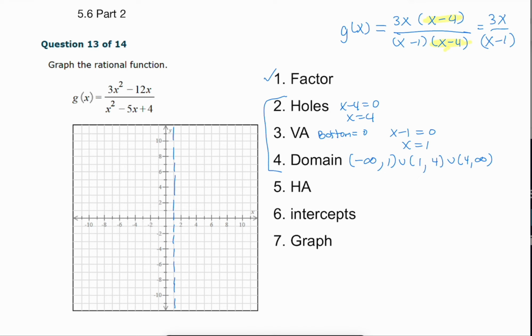Next, let's talk about the horizontal asymptote. In the first part, we talked about the fact that if the degree in our denominator is higher than the degree in the numerator, your horizontal asymptote is always going to be 0. Here, our degree on top is 2, our degree on the bottom is 2. When that's the case, we are going to use the coefficients. When the degrees match for the top and bottom, just use your lead term coefficients. So that's going to be 3 over 1, or 3. Now let's put that on.